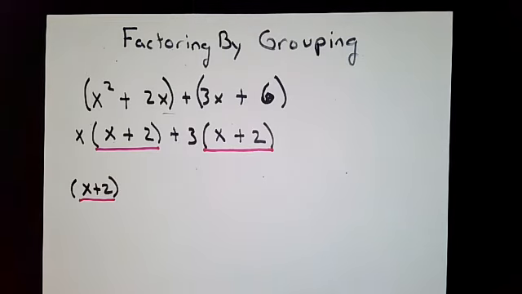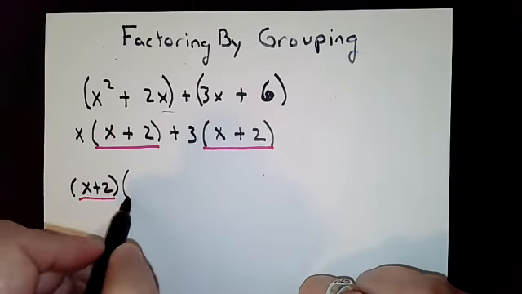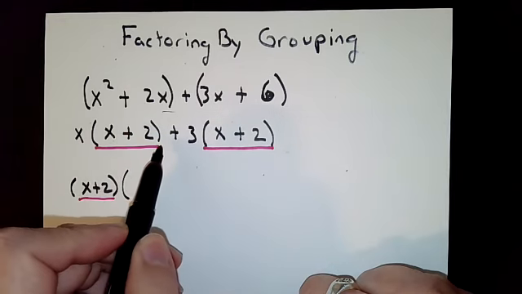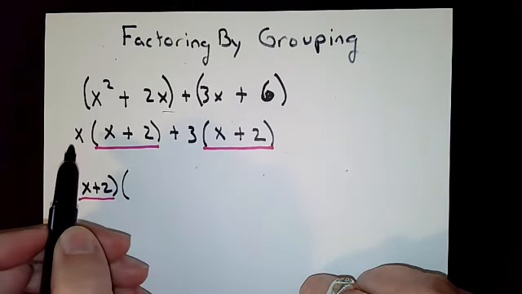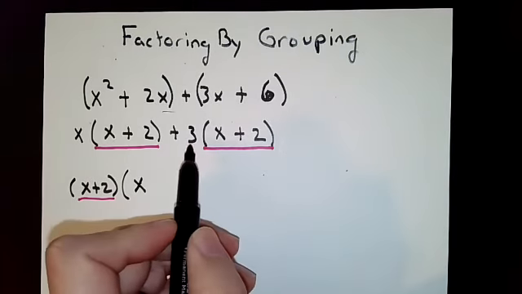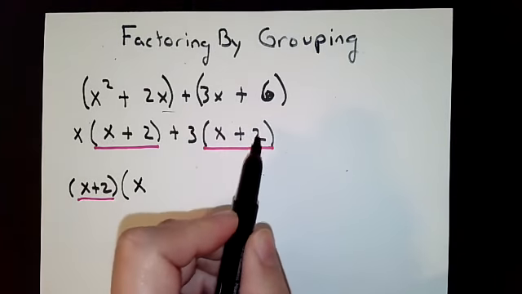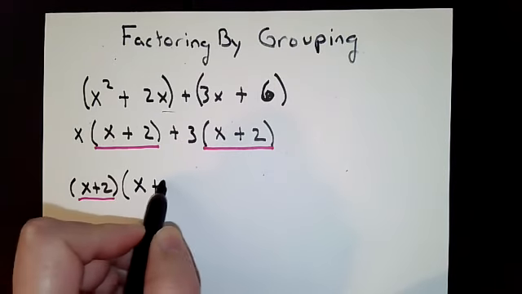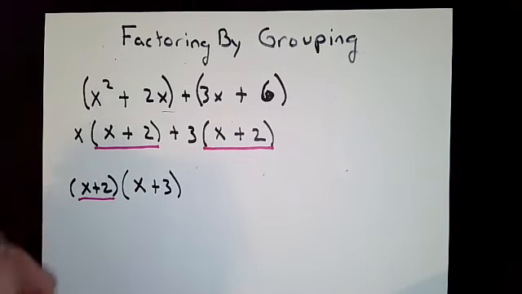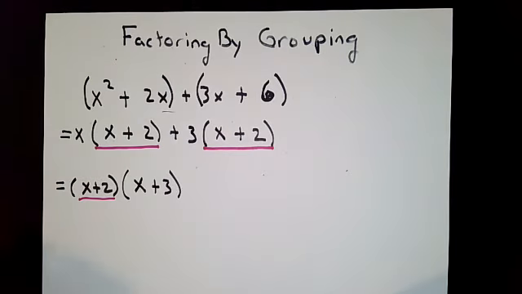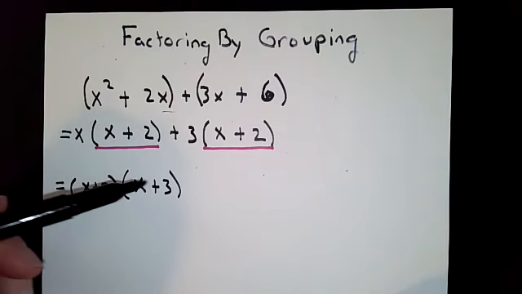Now the question is, what happened to the rest? Well, if we look at this first group and we divide out the x plus 2, what's left over is just the x. And in the second group, if we divide out the x plus 2, what's left behind is the plus 3. So now to make this nice and accurate, we'll put on equal signs. And this is the factored form.